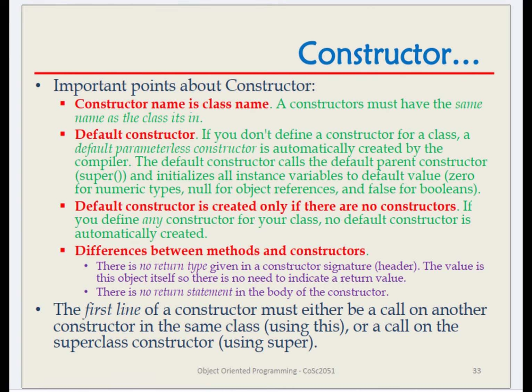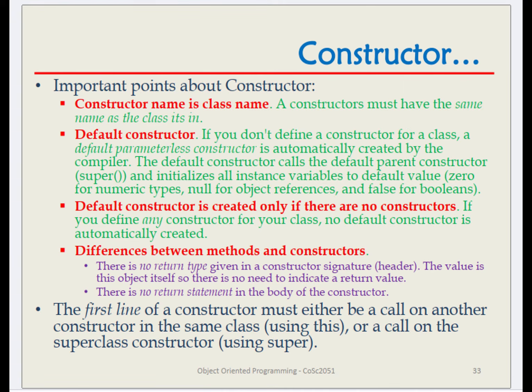Differences between methods and constructors. There is no return type given in a constructor signature, or header. The value is this object itself, so there is no need to indicate a return value. There is no return statement in the body of the constructor. The first line of a constructor must either be a call on another constructor in the same class, using this, or a call on the superclass constructor, using super.